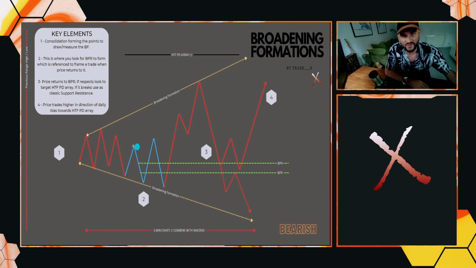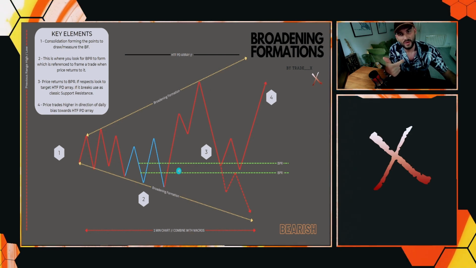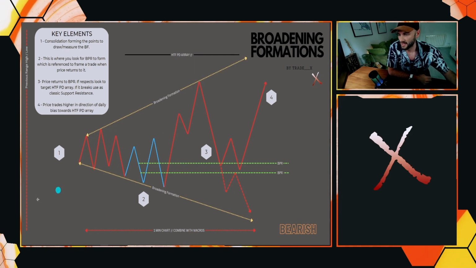Okay. Now it sounds very, very simple, and it is, but the key to this is having the patience to wait for the BPR to form for price to come back and retest it, right? Now, if there is no BPR, for me, there is no setup using this broadening formation. It's very, very simple. And there's 2 types of BPR that we can use that we will explain in the live charts. So let's jump into live charts and we'll show you that in detail.